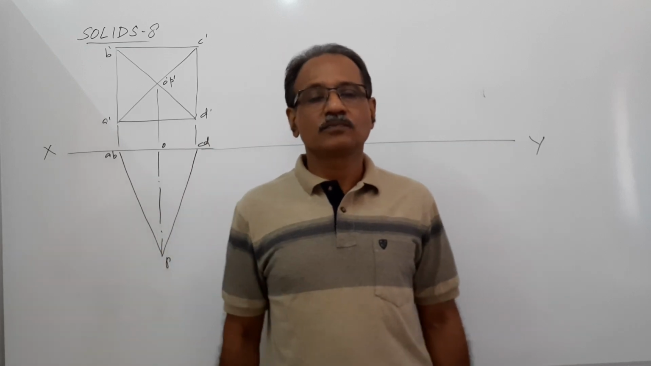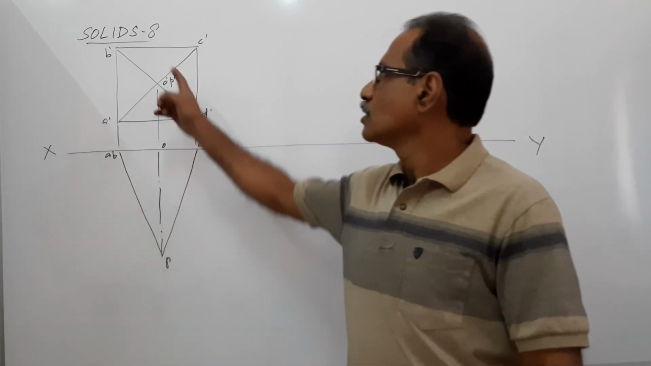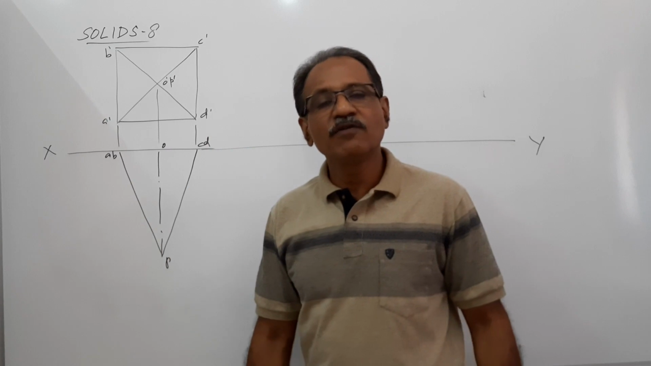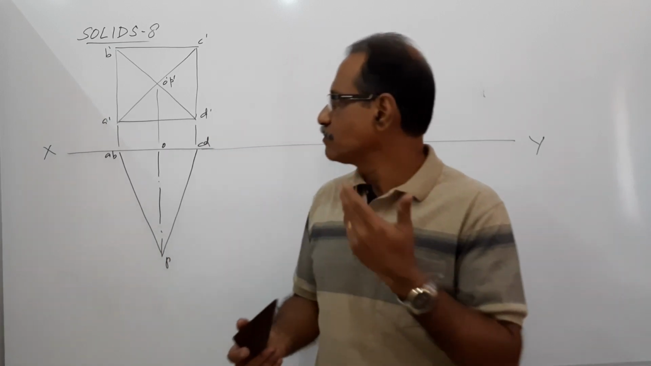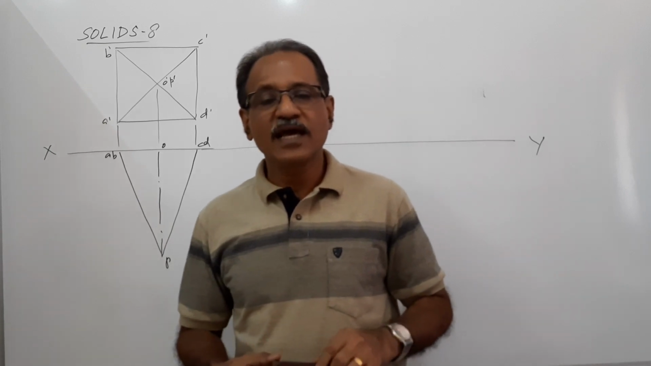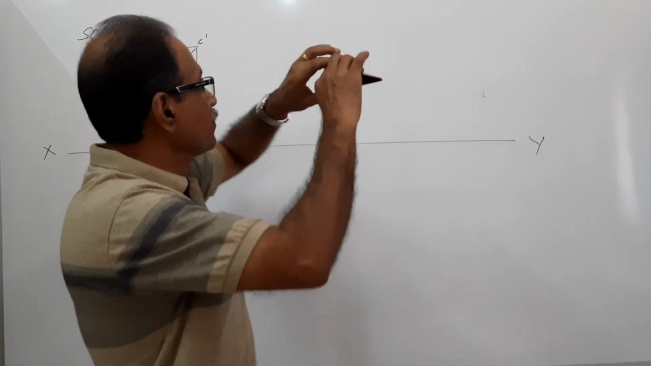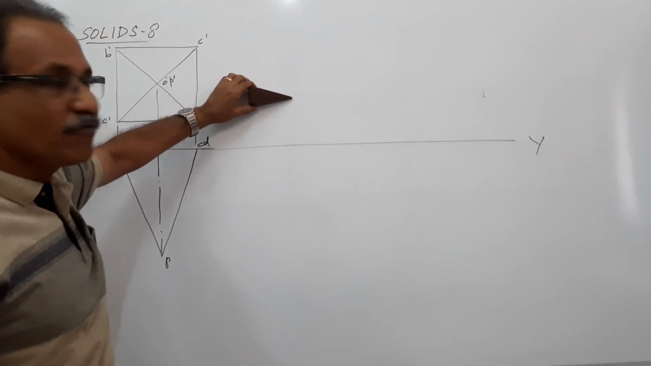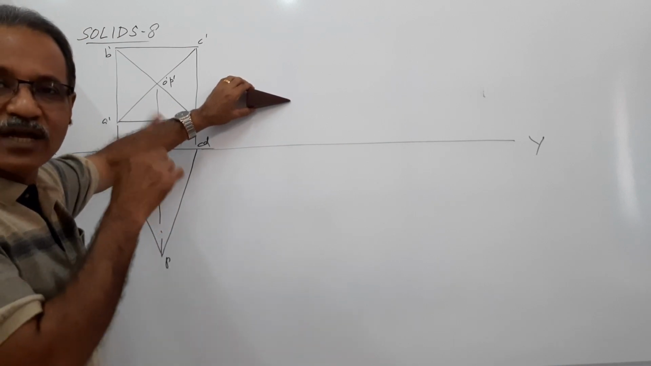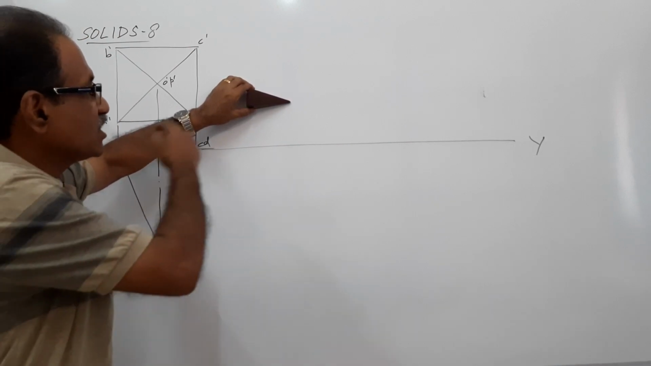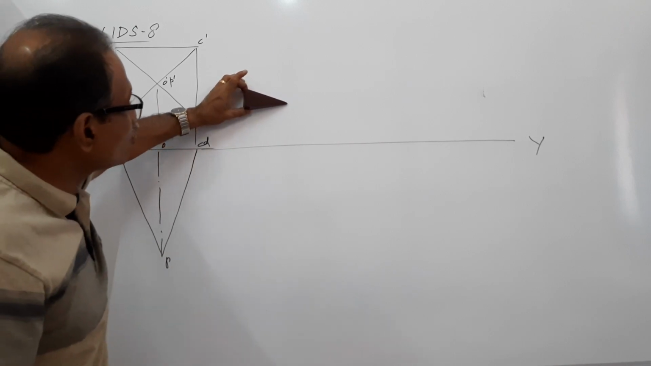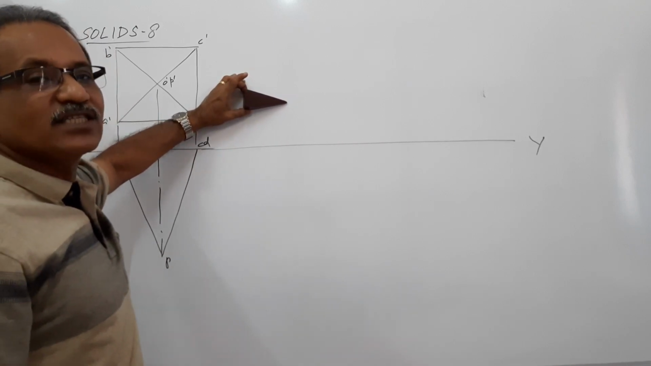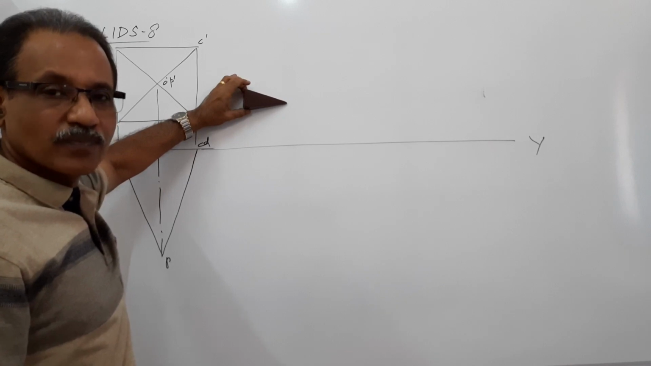Hi students, in this video, Solids 8, we will see a square pyramid, 40 mm side, 70 mm axis, lying on VP on a triangular face with axis parallel to HP.